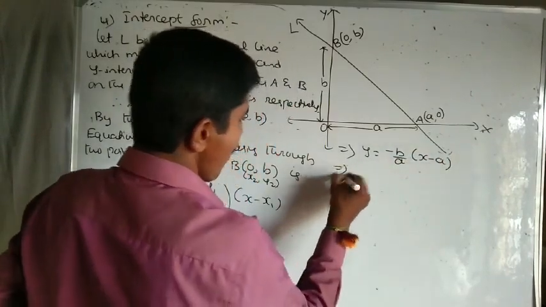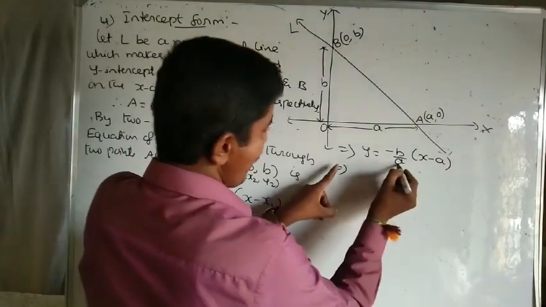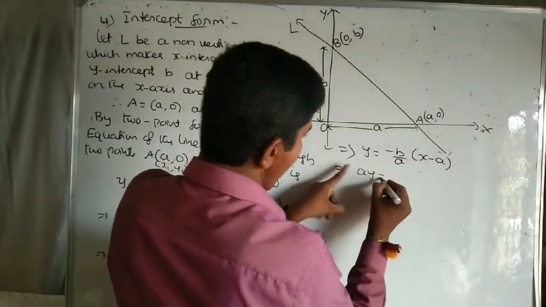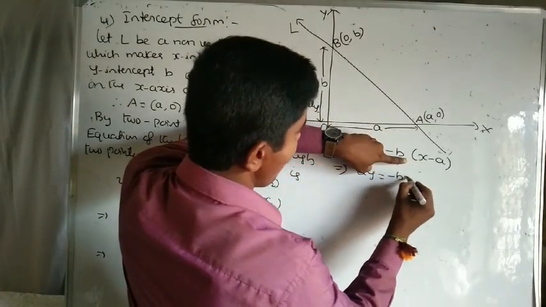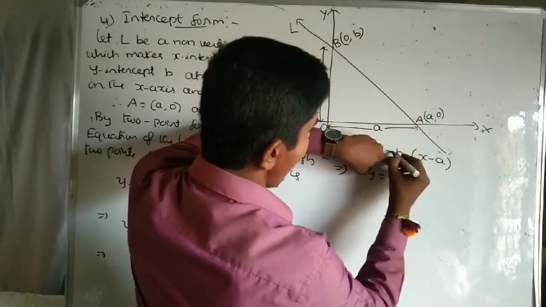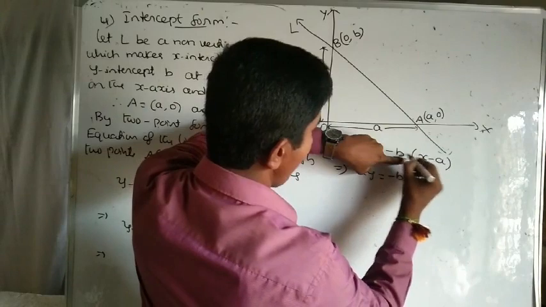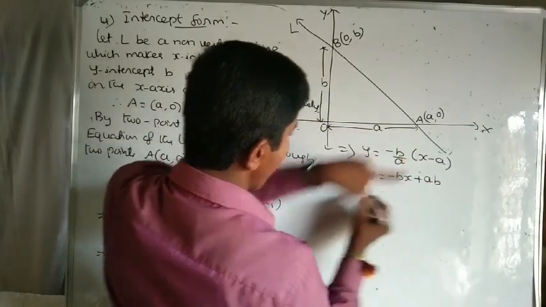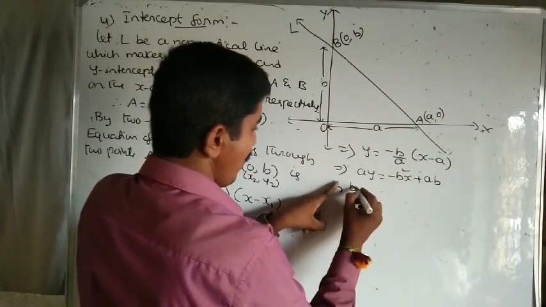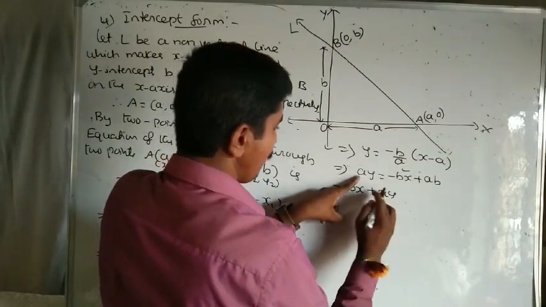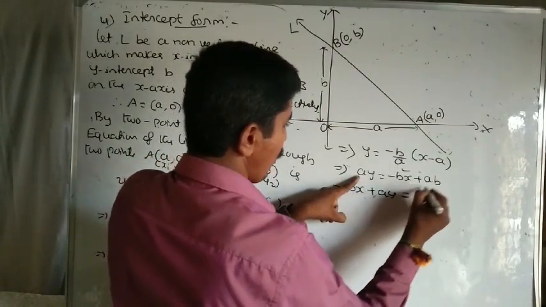By cross multiplication, a into y is ay. Multiply minus b inside the bracket: minus b into x is minus bx, minus b into minus a is plus ba, or ab. Taking minus bx to the left side, minus becomes plus bx, so bx plus ay equals ab.